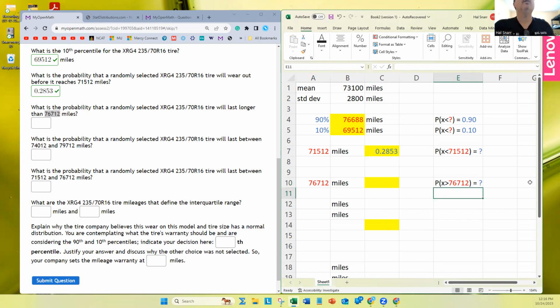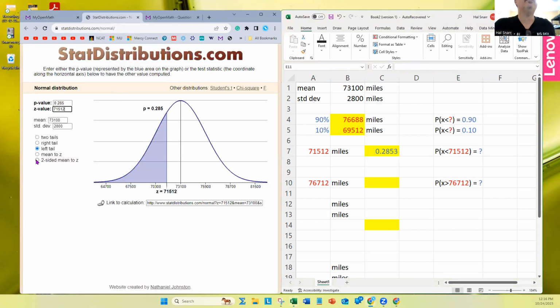And in the statdistributions.com calculator, I can do that by just clicking on the right tail, flipping it, right? And then up here, I can just type in 76,712. And so the probability is going to be close to 0.099, right? I want this probability, right? Now Excel gives you the white area, right? Excel gives you the white area.